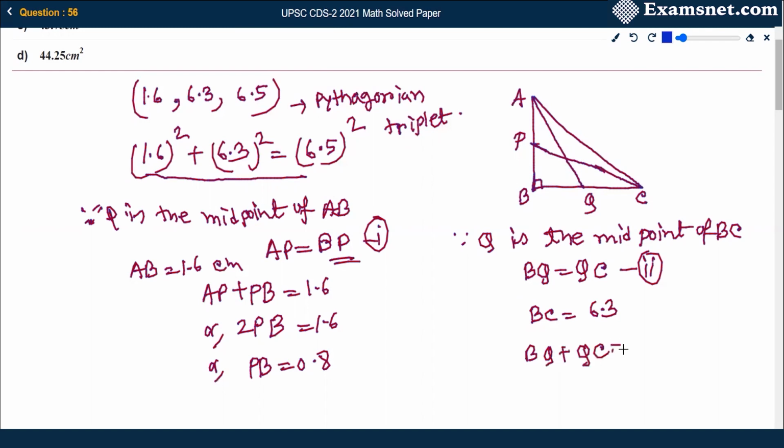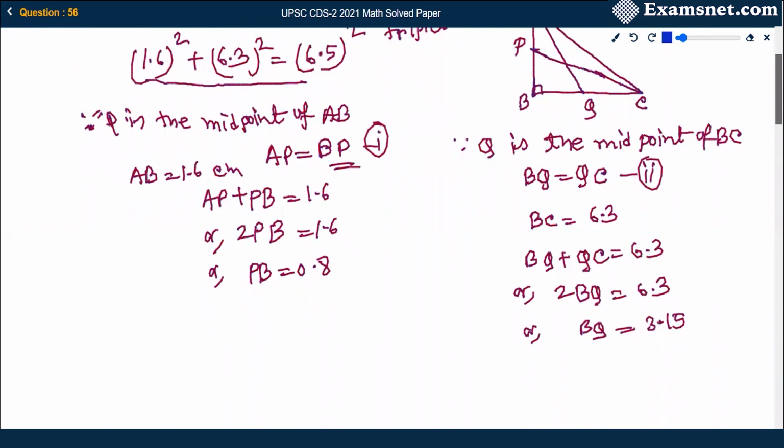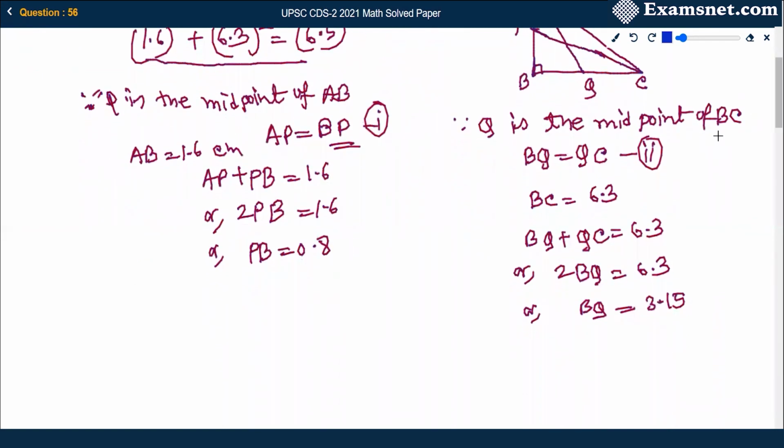BQ plus QC equals 6.3, or 2 BQ equals 6.3. That means BQ is 3.15 centimeter, correct? Now we got PB and BQ also.